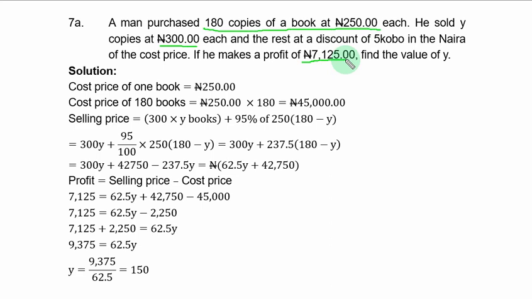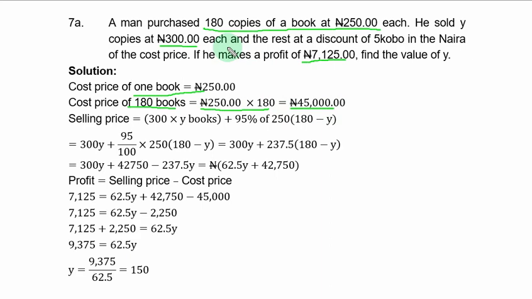Solution. From the question, profit is equal to selling price minus cost price. So you have to get the selling price and the cost price. Cost price of one book is 250 naira. Cost price of 180 books becomes the cost price of one book times 180 copies, and that is 45,000 naira. For the selling price, he sold y copies.